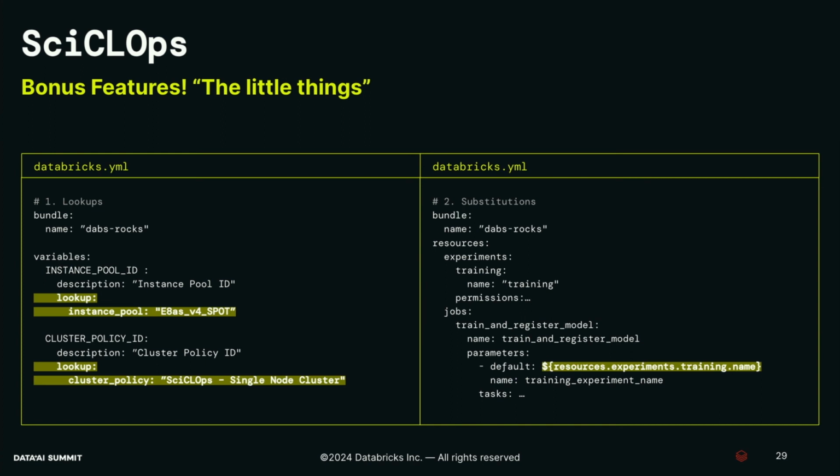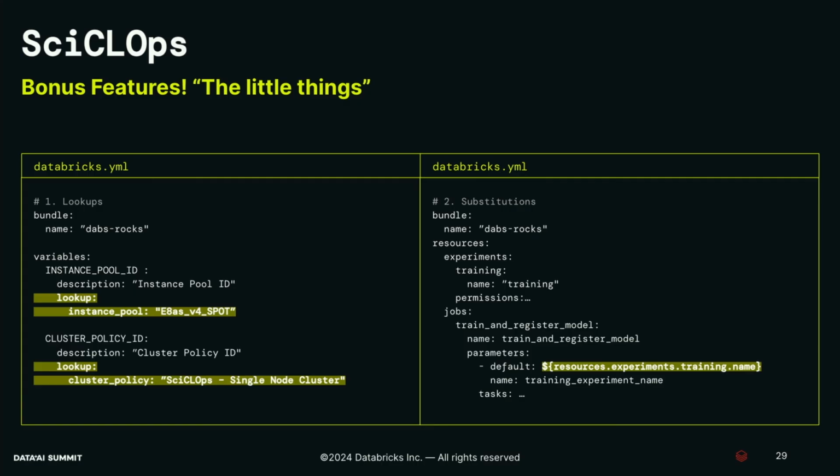The second, on the right side, is substitutions. So in the default parameter there, under the train and register model, I'm using a substitution to look up the name of an MLflow experiment that I've created with the same DAB. So what this has really done for us is increase the reusability of our repos.